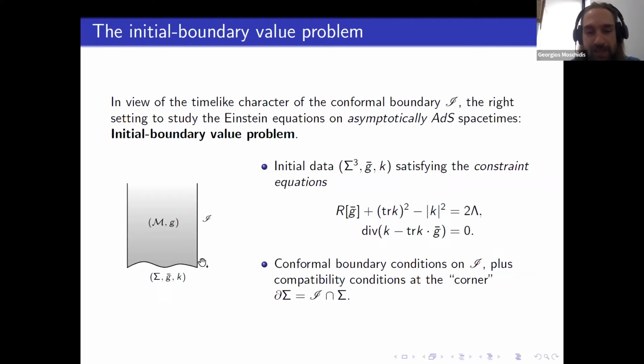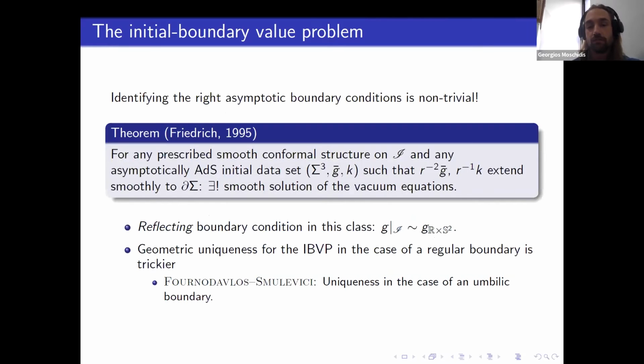And of course, if we prescribe initial data here on this space-like hypersurface and boundary data here on the boundary at infinity, we have to make sure that some compatibility conditions are satisfied at the corner of intersection, in order to be able to get, let's say, a smooth solution of this initial boundary value problem. Okay, so this is, morally speaking, how the initial boundary value problem is formulated.